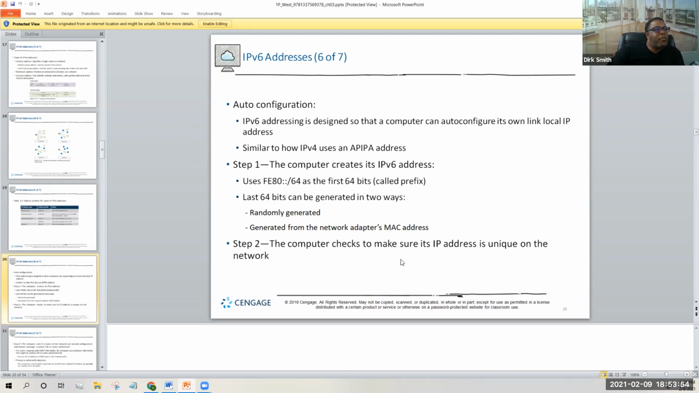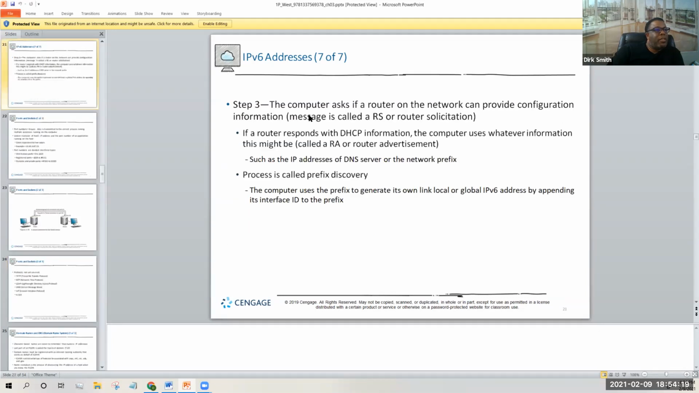Auto configuration for IPv6 addressing is designed so that computers can auto configure their own link local IP address, similar to IPv4 APIPA addressing. And these are some of the steps. Step 1, the computer creates an IP address. It randomly generates one of its own, generating it from the network packet and the MAC address. Step 2, the computer checks to make sure that the IP address is unique. Then the computer asks the router or the network to provide configuration information.